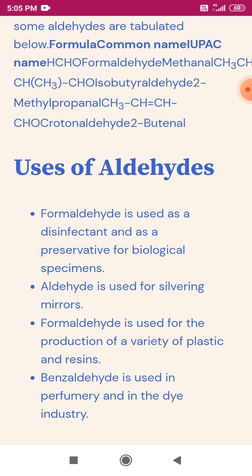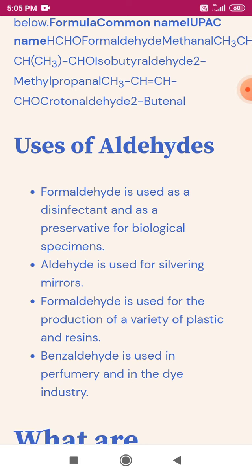Whenever we talk about uses of aldehydes, formaldehyde is used as a disinfectant and as a preservative for biological specimens. Aldehyde is used for silvering mirrors. Formaldehyde is used for production of a variety of plastics and resins. Benzaldehyde is used in perfumery and in the dye industry.